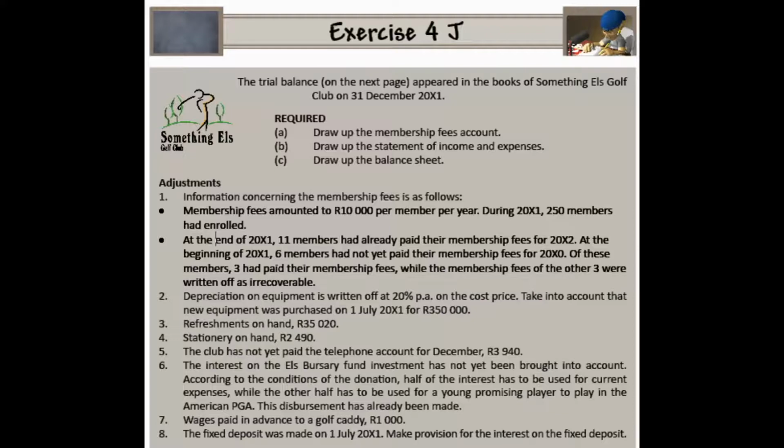The last one, the fixed deposit was made on the 1st of July, made provision for the interest. Okay, so that was just for 6 months. So if we take the fixed deposit, the 350,000, multiply by 22%, multiply by 6/12, you get an amount for interest of 38,500. Okay, and that is income accrued.